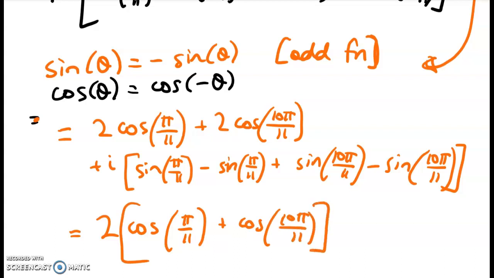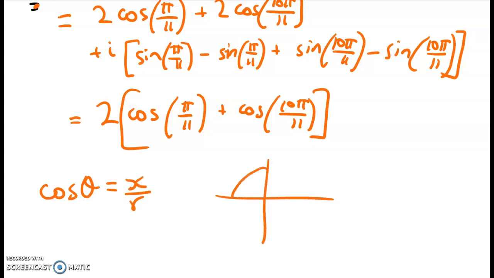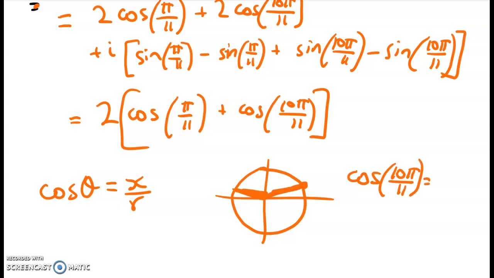So two ways to think about this, both really good for the trig internal that's coming up. The first way is to think about the definition of cosine of theta as x over r and go back to your unit circle, right? So here's cos of pi on 11 out here, and here's cos of 10 pi on 11 out here. So you can see that cos of 10 pi on 11 is equal to negative cos of pi on 11.